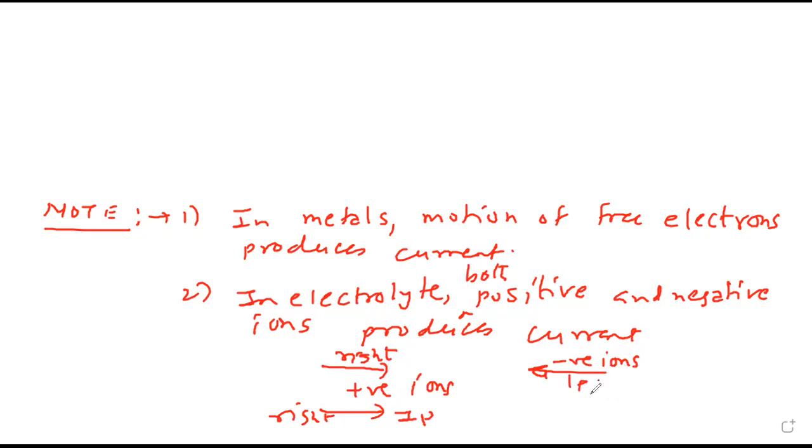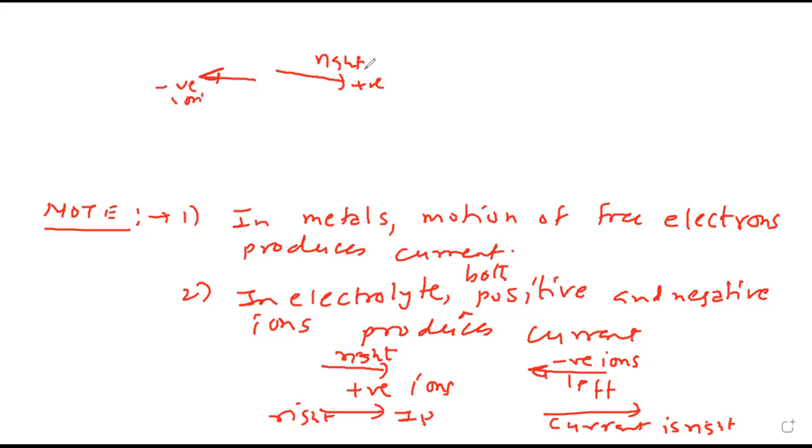If a negative ion is traveling to the left, where will the direction of current be? Opposite, which means the right-hand side. So if a positive ion travels to the right and a negative ion travels to the left, the current due to the positive ion is in its direction, and the current due to the negative ion is opposite to the negative ion. So the currents add. In the case of an electrolyte, the resultant current is due to both the positive and negative charges, and we add them.